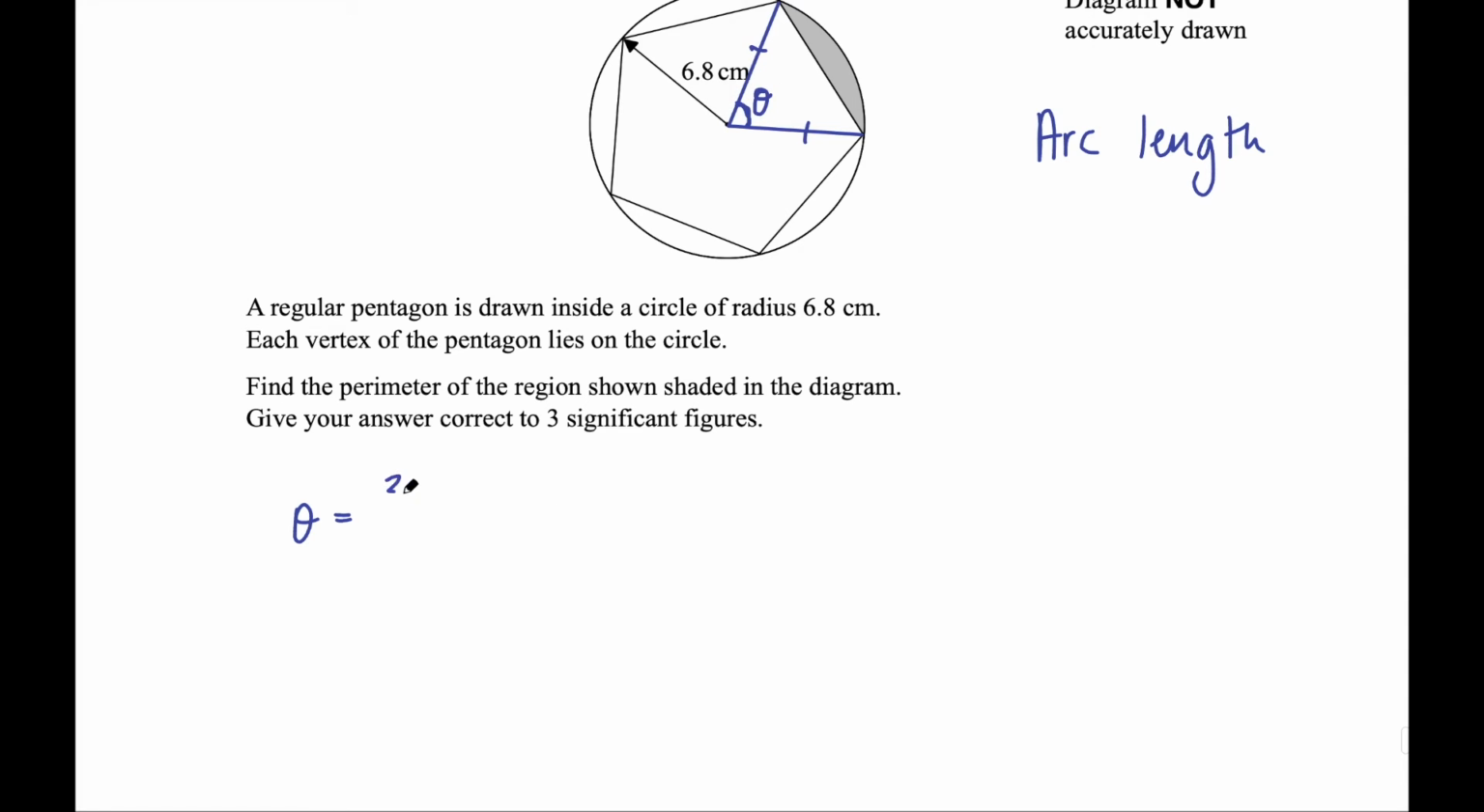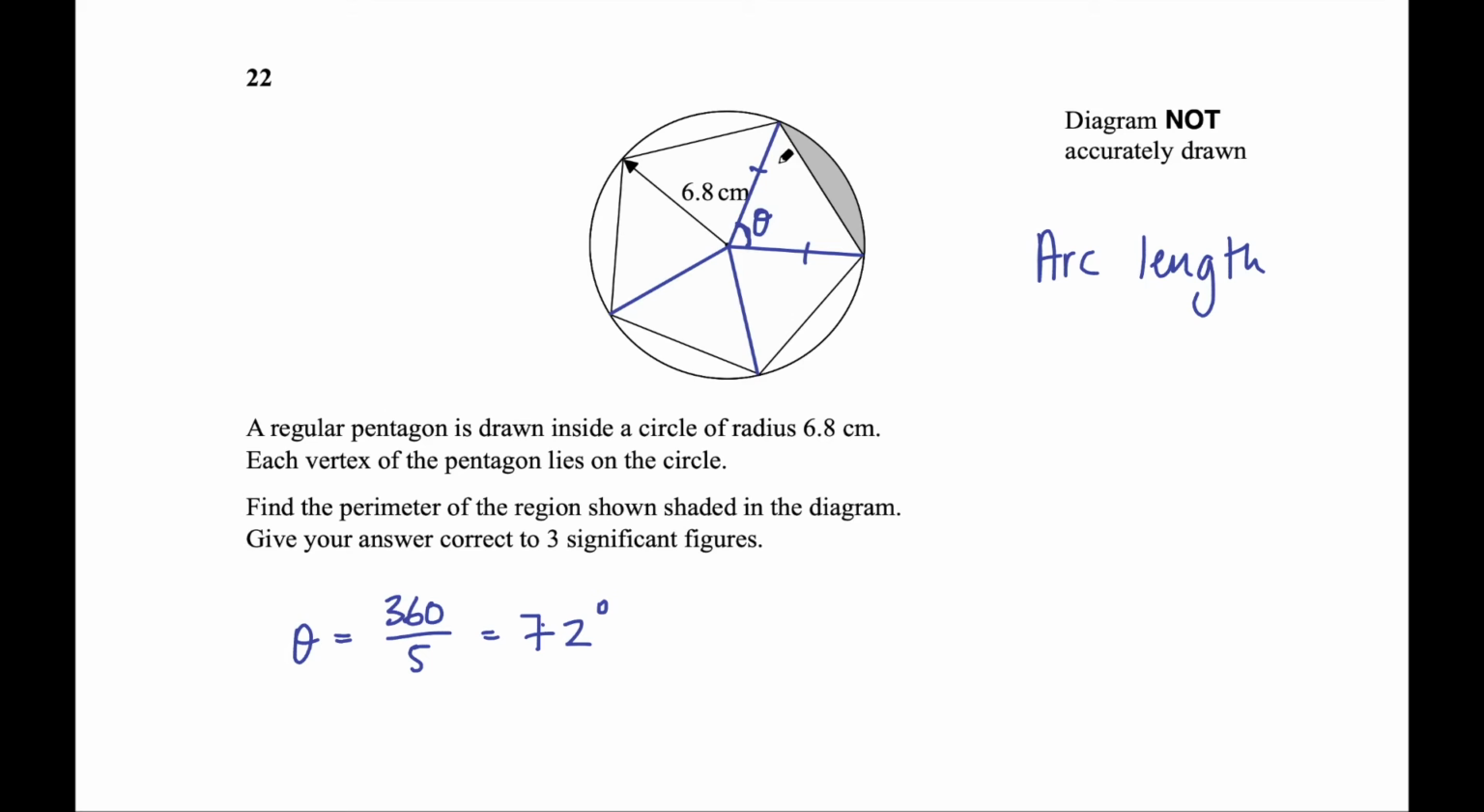up to 360 degrees. And if I were to draw in 5 triangles here, all of these angles would be equal. So to work out one of those angles, I can do 360 divided by 5. That's going to give me theta. 360 divided by 5, that's going to be 72 degrees. And so I know that angle now. What I have here is a triangle with an angle and 2 sides.